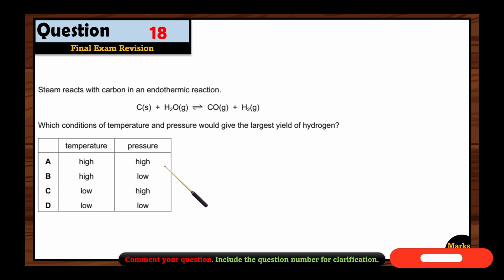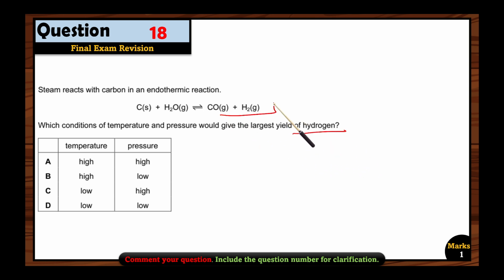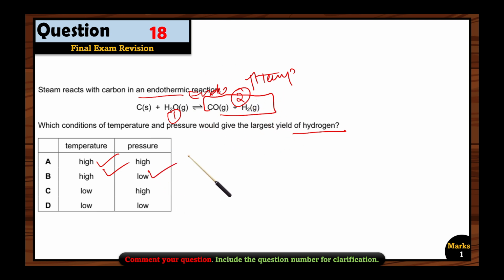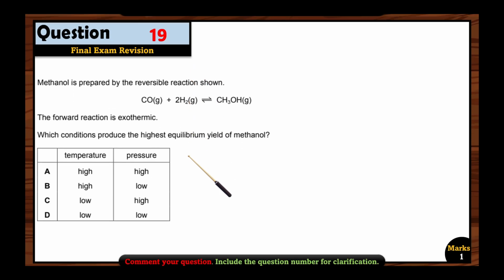Question 18. Steam reacts with carbon in an endothermic reaction. Which conditions of temperature and pressure will give the highest yield of hydrogen? So hydrogen is on the right side. It means we have to shift the equilibrium towards the right side. And the reaction is endothermic. So it will be favored by high temperature. So we have to give high temperature. This is the right option. And what about the pressure? How much pressure should we give? We have 2 moles and we have 1 mole here. So we should give low pressure so that it can favor the right side. So low pressure and high temperature will be the right option. That's option B.